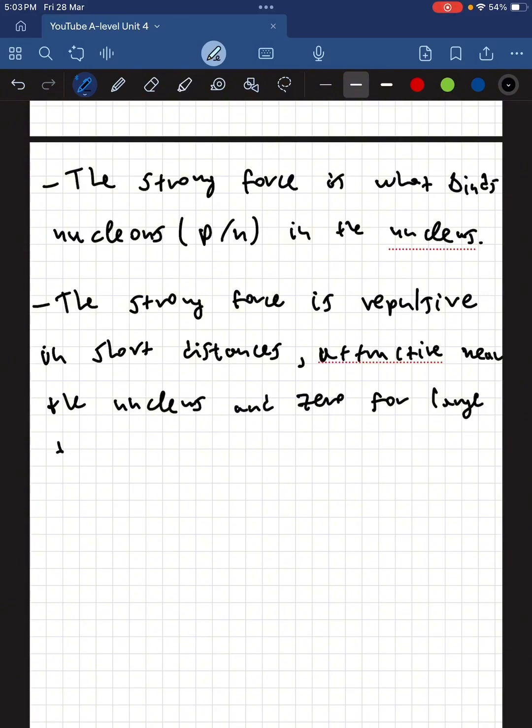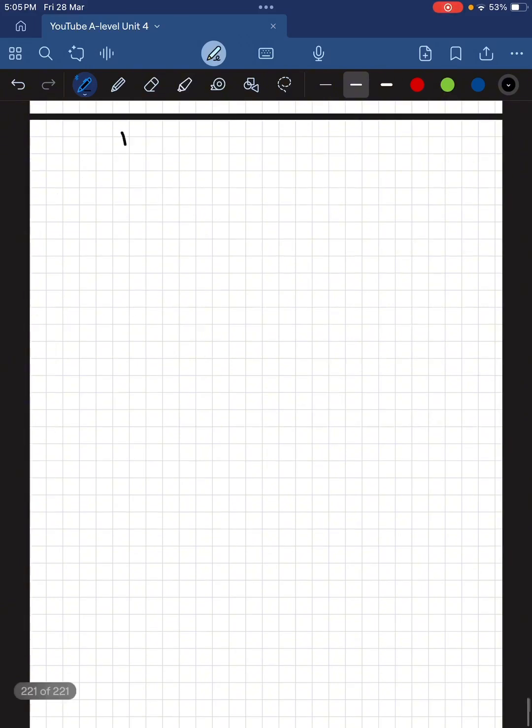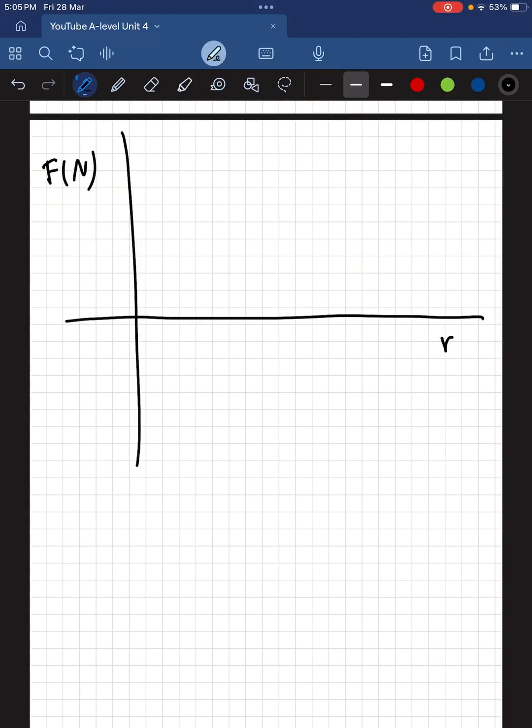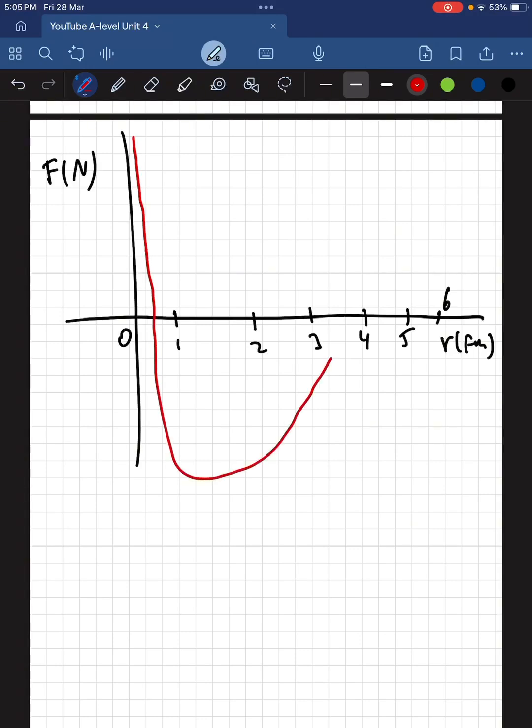Now, if we plot the force in newtons experienced by the nucleons inside the nucleus as a function of the distance inside the nucleus, in femtometers, so let's say this is 0, 1, 2, 3, 4, 5, and this is 6, then it will look like this. Okay, so you see how at short distances here it's repulsive. This means that if we bring two nucleons, maybe two protons or a proton and a neutron closer than 1 femtometer together, they will repulse actually.